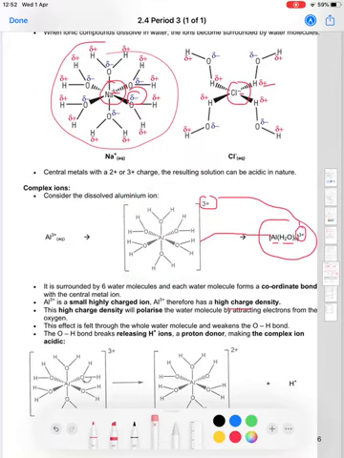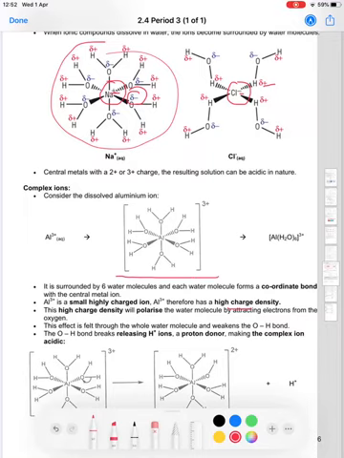So basically, all 3 of these are exactly the same, and it often depends on which bit of chemistry we're doing. So this is what is really going on, where we've got 6 waters forming dative covalent bonds using a lone pair of electrons on an oxygen in a water molecule. But it could just as easily be written like that, and that's how we tend to think of it up till now anyway. That dissolved aluminium 3 plus ion, we just call it aqueous.